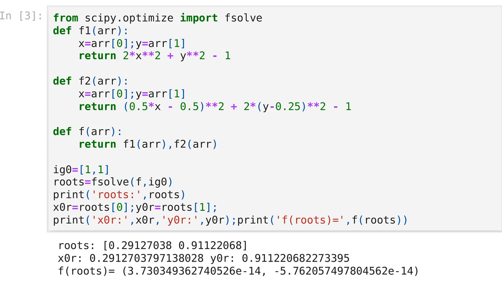We provide an initial guess for x and y, for instance, x equals 1 and y equals 1. Passing our function f and this initial guess to fsolve, the solver will work to find a pair of x and y values that make both f1 and f2 0. The code then prints these root values, representing the coordinates of one intersection point, and also prints the values of our functions at these roots to verify they are indeed very close to 0.